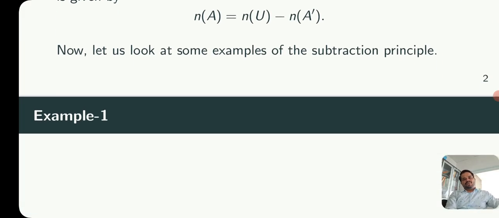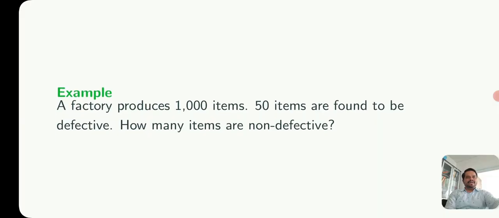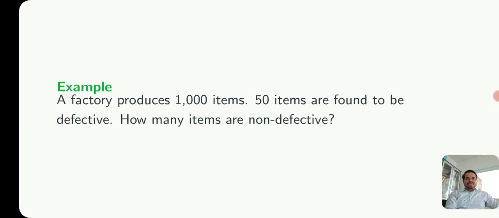So let us see one example on the above principle. The first example is on non-defective items in a factory. The problem statement is: a factory produces 1000 items and 50 of them are found to be defective. How many items are not defective? If we observe the statement of this example, it is very easy to find out. You just have to subtract the defective items from the items the factory produces.